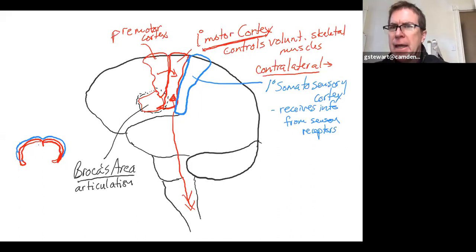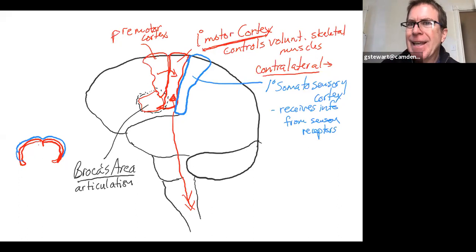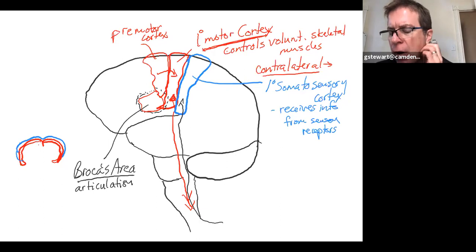So when sensory receptors are monitoring our external environment, like receptors in our skin, touch receptors, temperature receptors, and so on, those impulses get sent to the primary somatosensory cortex like this. And this area receives info from those receptors.